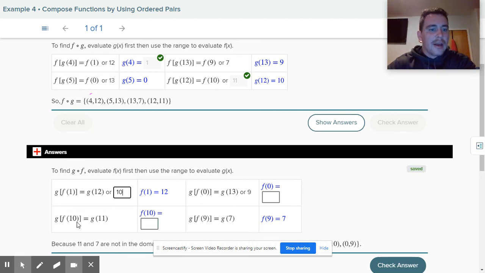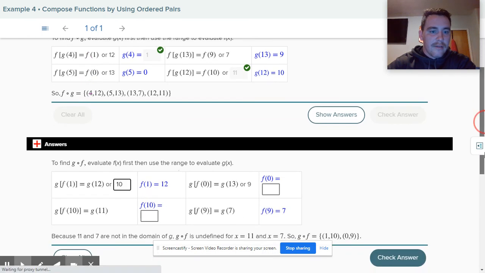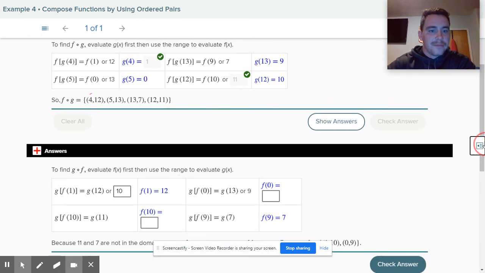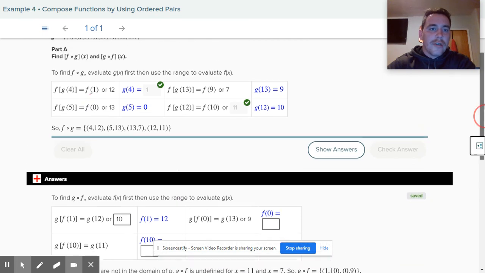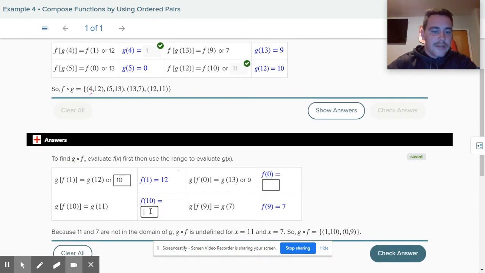Next one we got g of f of 10. Well, when x equals 10, y is 11. And we don't have a value for that. So we find g of 11, and it's just asking us to fill in the blanks. So that's what this is. F of 10 is equal to 11.